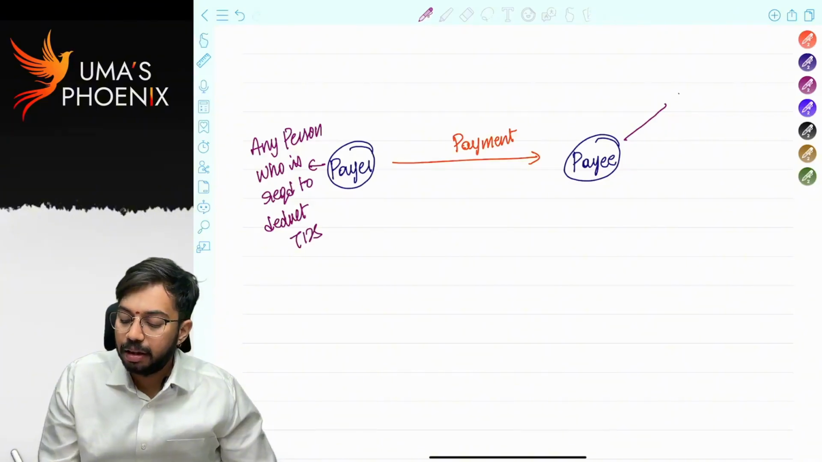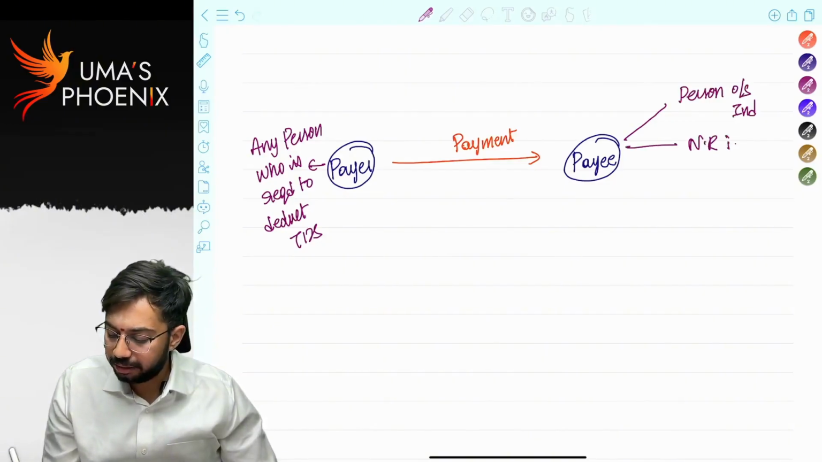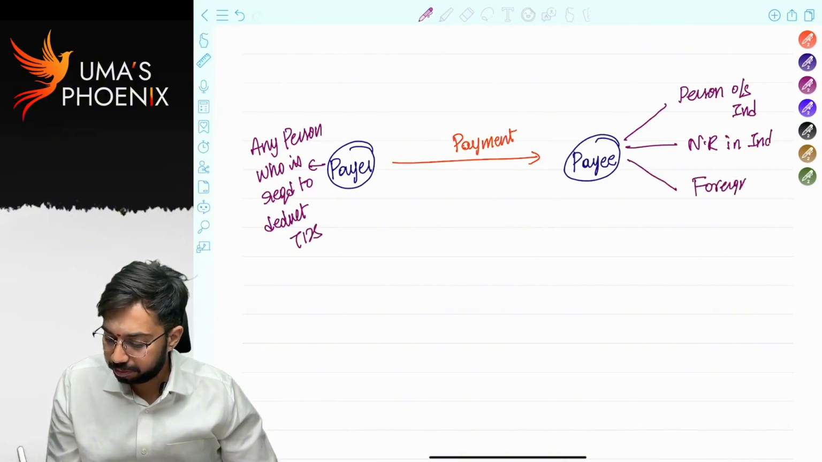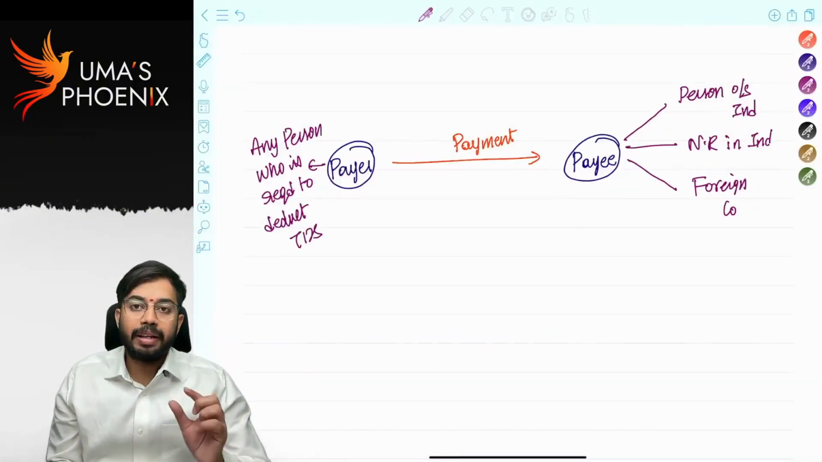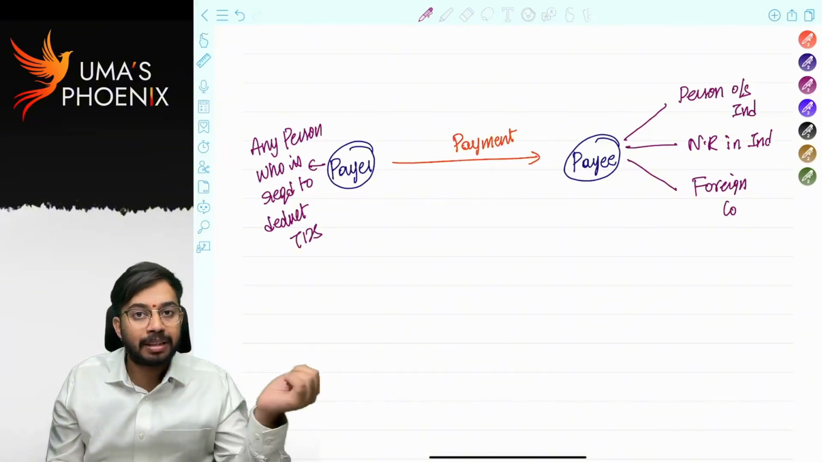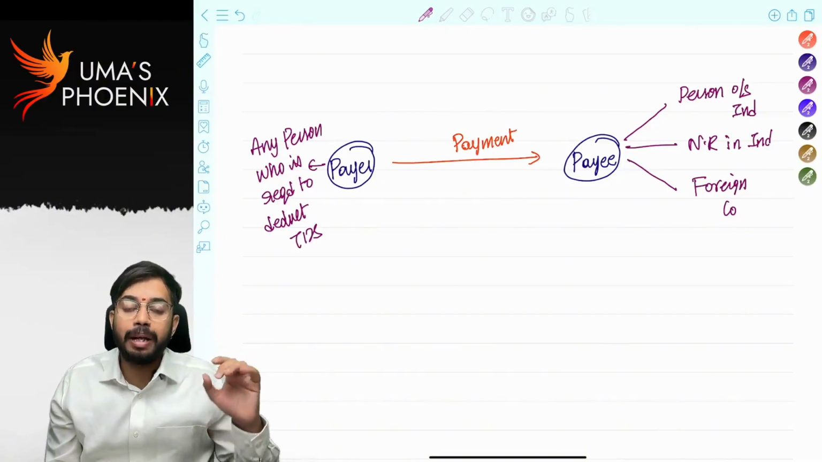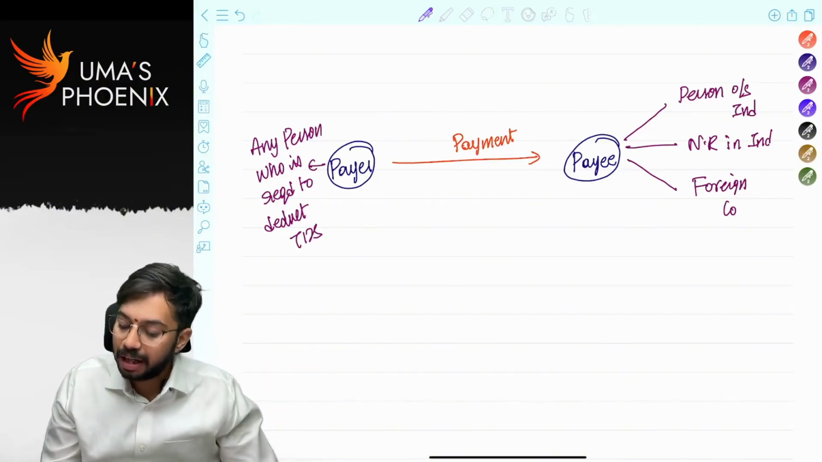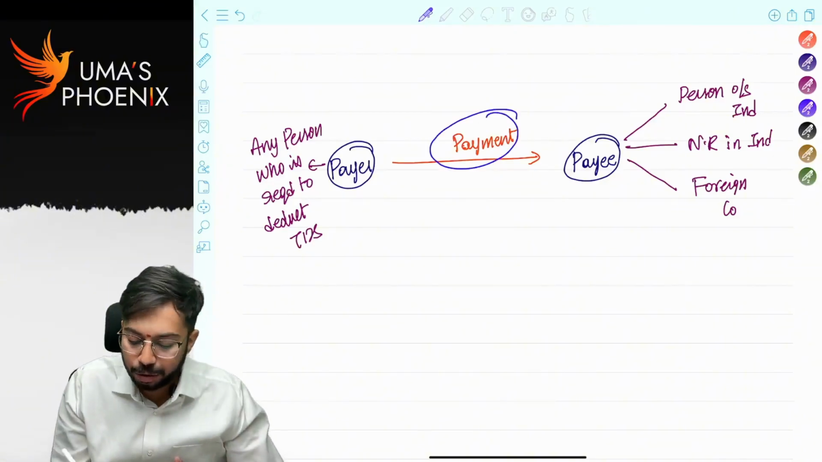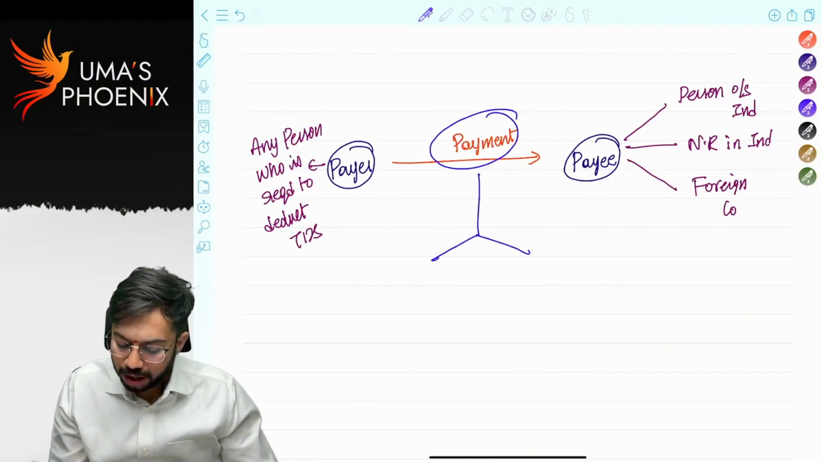Payee can be either a person outside India, or a non-resident in India, or a foreign company. So the payer who is required to deduct TDS, if he is making payment either to a person outside India, or to a non-resident in India, or to a foreign company, then the payer is required to satisfy two conditions at the time of payment. What are the two conditions?